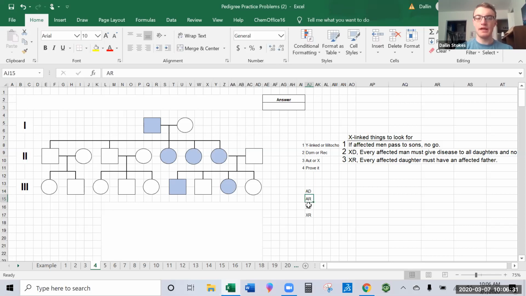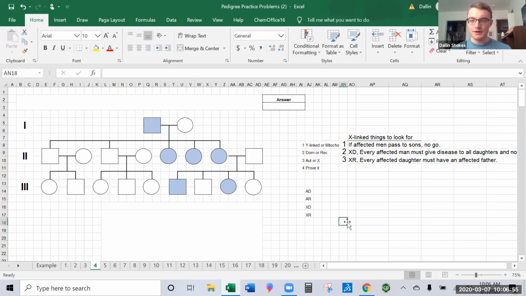Okay, here we go. This one can't be Y-linked because I have women affected, and the father doesn't give it to his sons. And it can't be mitochondrial because affected women don't give it to all of their children, and affected men give it to children. So these 2 are out.